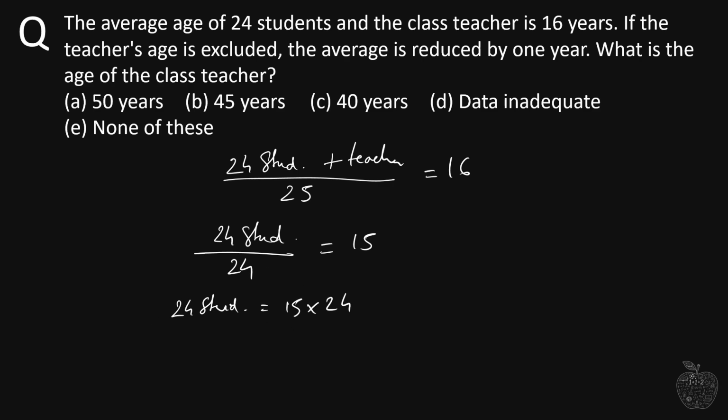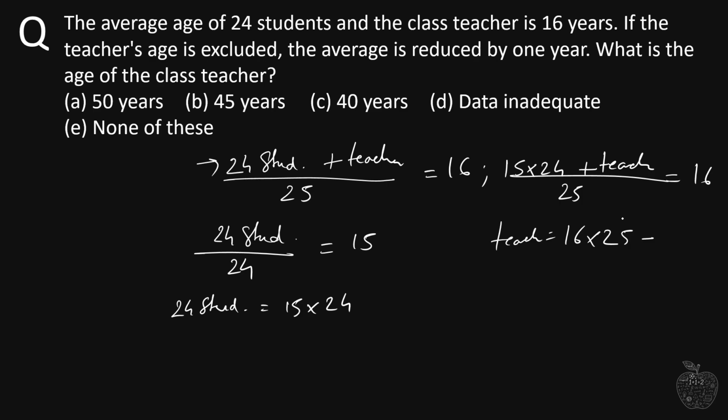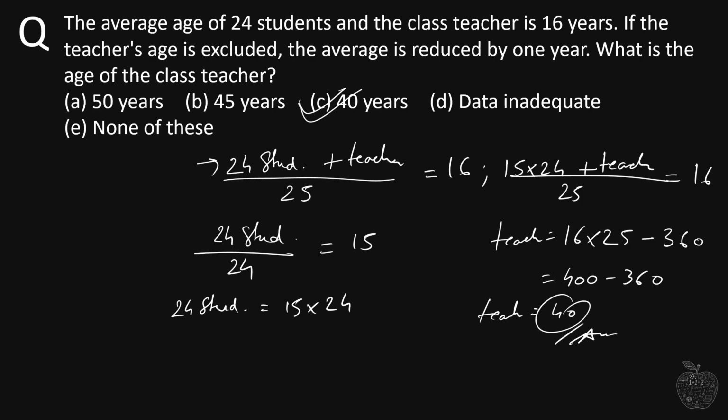All right, now let's substitute this total age in here. Okay, so let's see what we get. We get 15 into 24 plus the age of teacher divided by 25 is equal to 16. All right, so we get teacher, which is equal to 16 into 25 minus this 15 into 24. So 15 into 24 is 360. So we get the age of teacher, which is 16 into 25, which is 400, minus 360. So we get the age of teacher, which is 40, and this is our required answer. So here option C is the correct one.